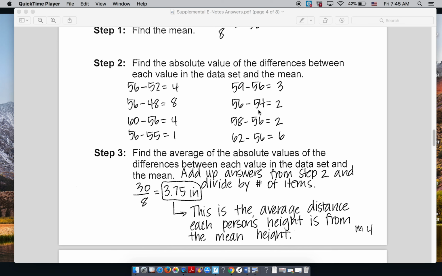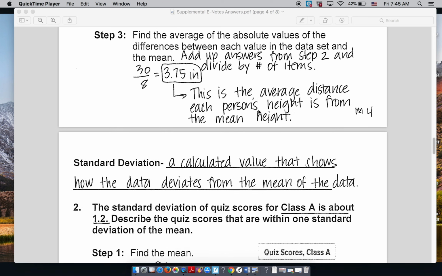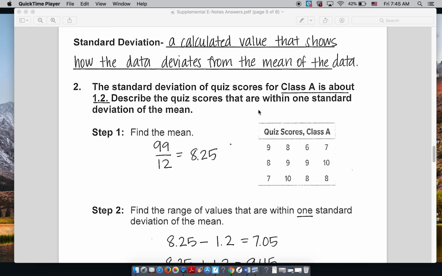Okay? And so that kind of concludes what you have in your notes packet. However, there's a page that was missing from your notes packet. And so I'm going to go ahead and show you what standard deviation is. Standard deviation is a calculated value that shows how the data deviates from the mean of the data. Now, I know some of you are thinking right now, do I need to write this down? Yes, right now would be a good time to find a piece of paper and write this down. If you need to pause the video, please pause the video. If you can fit this definition in at the bottom of your notes page, please do so.